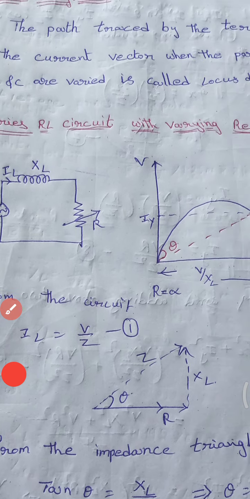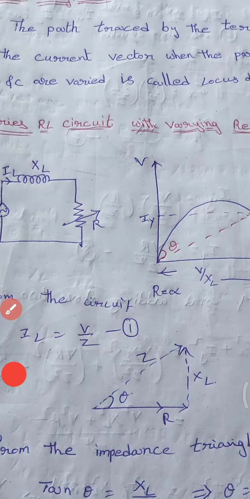So if you draw the phasor diagram for a pure resistive circuit, it will be like this. This is the voltage vector, this is the current vector. While the circuit is a pure resistive circuit, the voltage and current are in phase. This is about the resistive circuit.